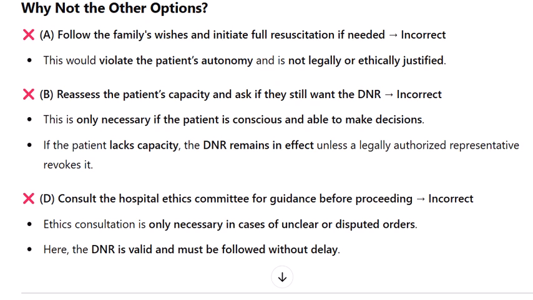D. Consult the Hospital Ethics Committee for guidance before proceeding. Incorrect. Ethics consultation is only necessary in cases of unclear or disputed orders. Here, the DNR is valid and must be followed without delay.